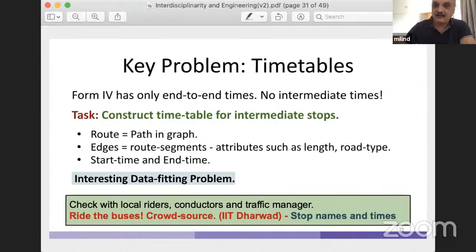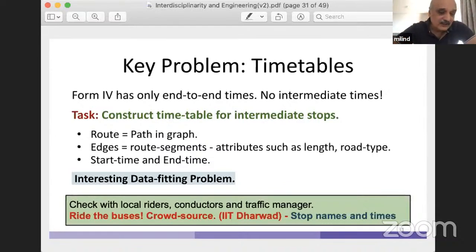So we have looked at only one data set, namely the timetables, or rather the form 4, which is the end-to-end timetable. And we have understood that there are many points about efficiency, about access, which can be answered only if we support the form 4 data set with much more geographical data, administrative data.